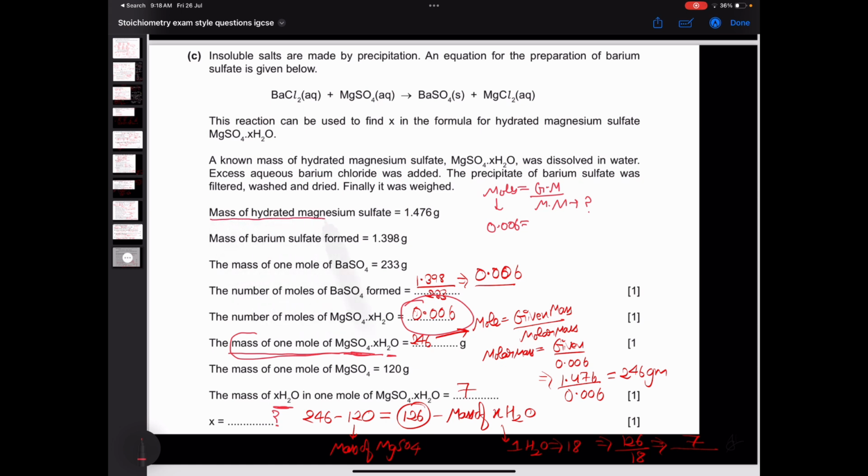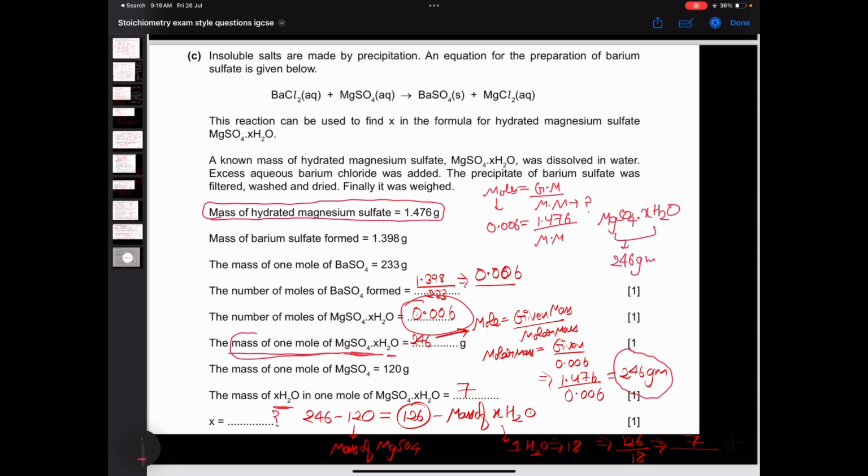See, mass of hydrated magnesium sulfate is 1.476. So you put 1.476 here divided by molecular mass. We will get the molecular mass as 246 grams. Are you getting the point? So for magnesium sulfate dot XH2O, the mass we figured out is 246 grams.